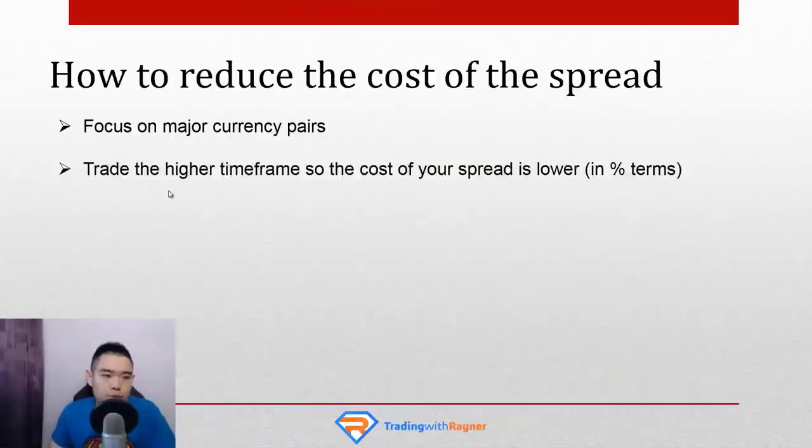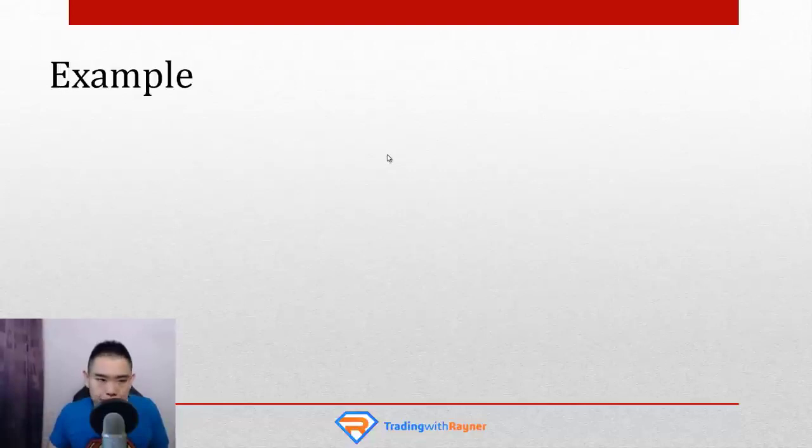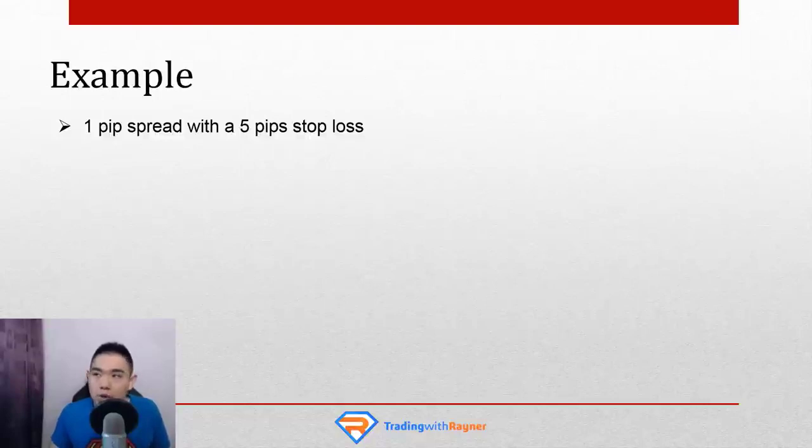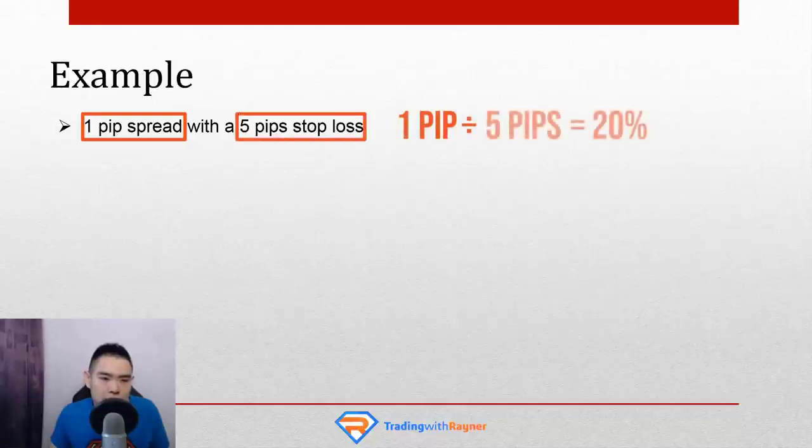Another thing that you can do is to trade the higher time frame, so the cost of your spread is lower in terms of percentage. Let me explain what this means. Let's say you have a 1 pip spread with a 5 pip stop loss. If you think about it, your spread is 20% of the size of your stop loss. The spread as a function of your stop loss eats up about 20% of it. So in essence, your stop loss is only 4 pips. If the market moves 4 pips against you, you are going to get stopped out of your trade.